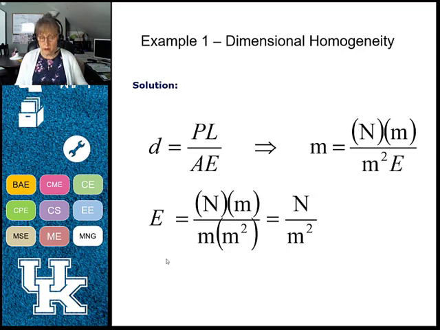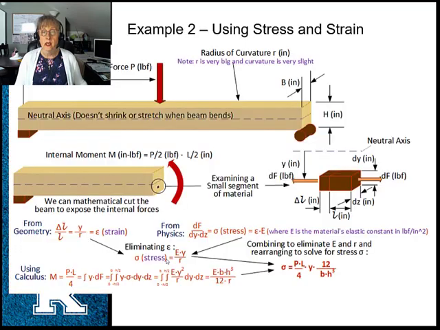So the question is, what are the units of measure of the modulus of elasticity? Well, if I do a little rearranging down below, a little algebra, what I find is that the meters cancel top and bottom, and I'm left with newtons per meter squared. Those are the dimensions of modulus of elasticity. So let's look at another example. Now this is a little bit messy.